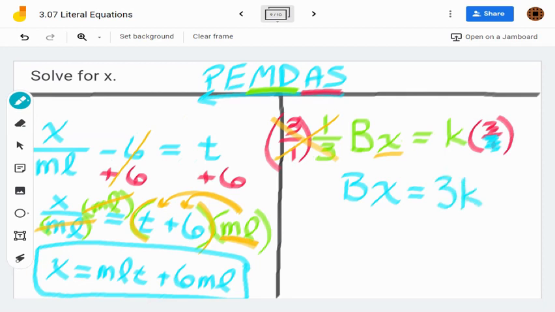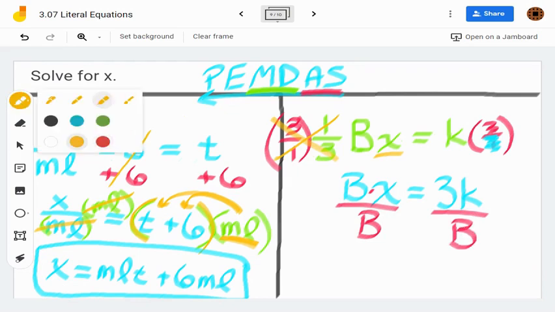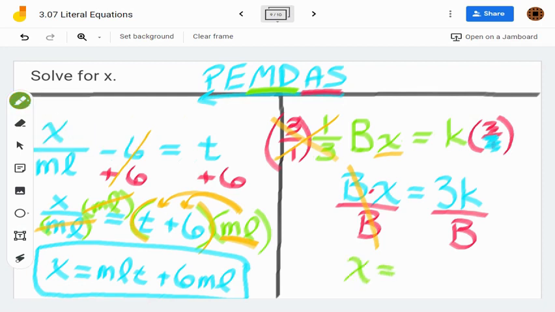I like to have the number first. You'll typically see that. But you could write k3 instead if you'd like. And one more step, though, to undo that b that's being multiplied, we'll divide by b on both sides. Leaving us with x equals 3k over b, or divided by b.